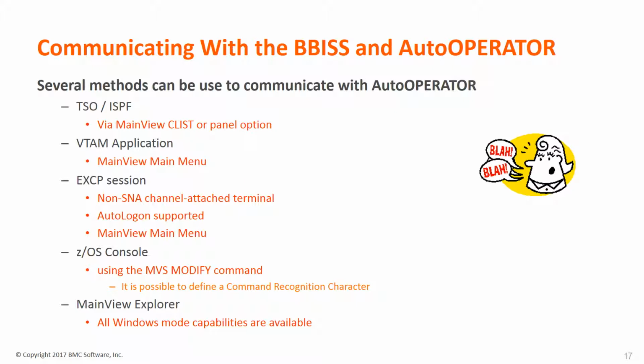There are several different ways to communicate with AutoOPERATOR in the BBISS PAS. Most commonly, it will be accessed through TSO and ISPF via the MainView C-list, and then once you get in, you'll go through the various menu options to select AutoOPERATOR. VTAM is very similar, except of course you log in through a VTAM application instead of TSO, but once you're in, it behaves and looks the same way as the TSO session. And ditto for EXCP. Once you log in, it'll look the same. You navigate the menus to get to AutoOPERATOR.